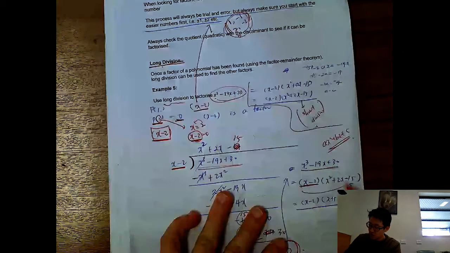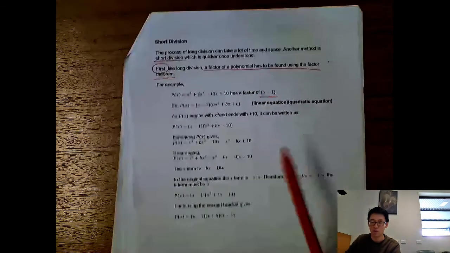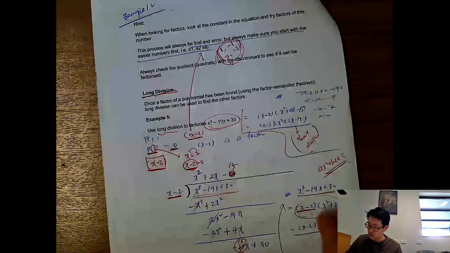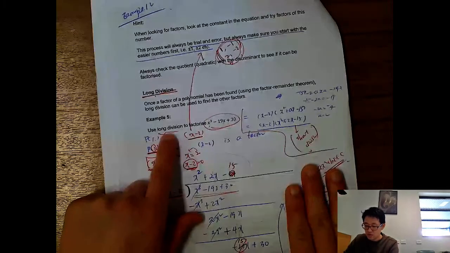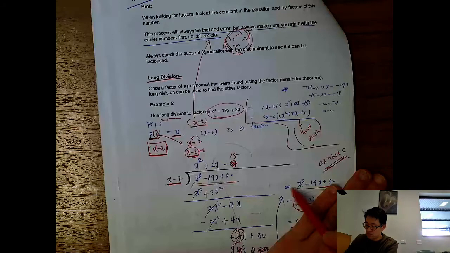Now, I will do this. I'll show you that from short division, because that's short division. But at least you can tell, use long division. I can factorize till here. After we learn short division, we can go back and do this.